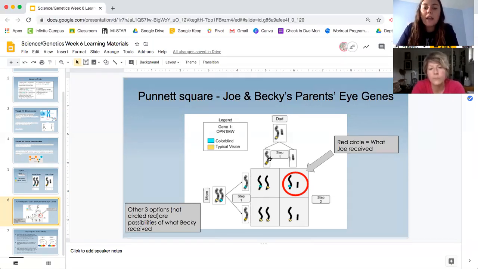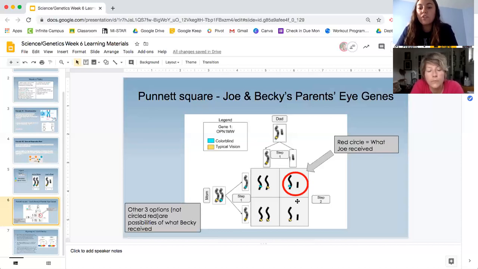So when we combine a typical vision with a color deficient vision, we're going to get one of each. Because typical vision is dominant, this is going to be a typical vision offspring. Here we're going to have a typical vision and a typical vision, so that is going to be typical vision. Here we have a Y chromosome coming from the dad, and a typical vision coming from the mom. So this is going to be typical vision.